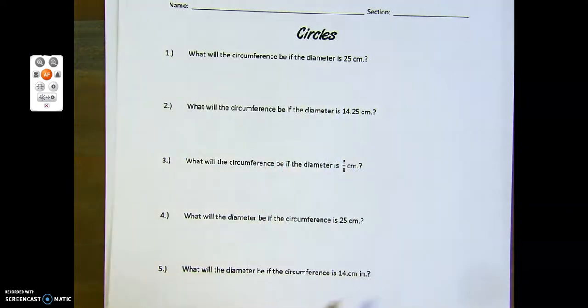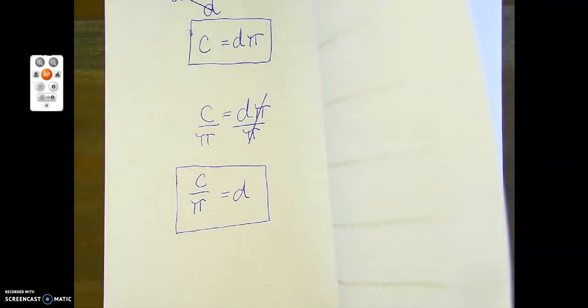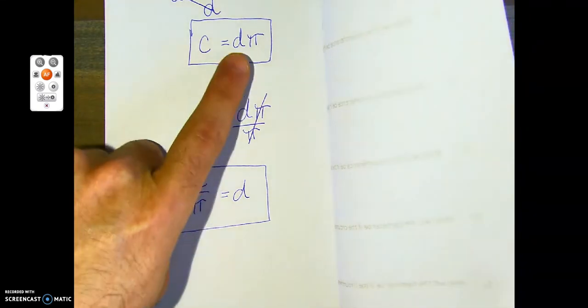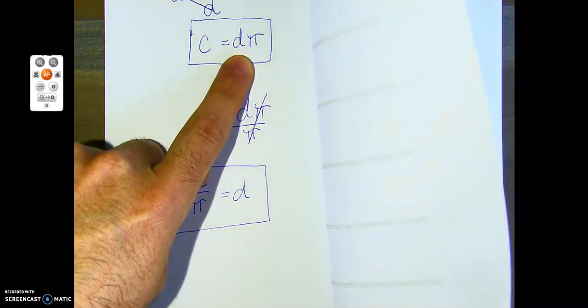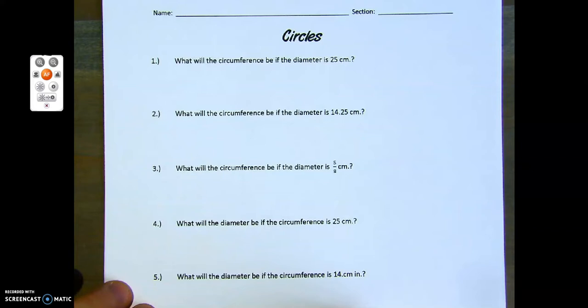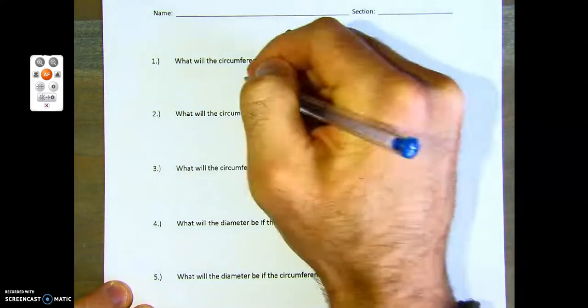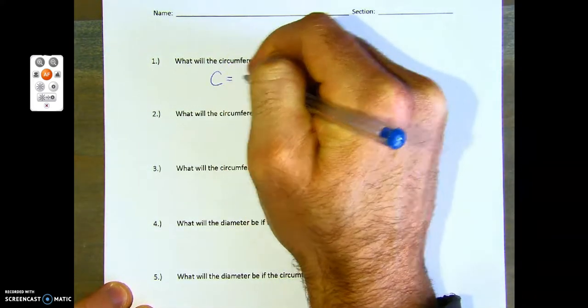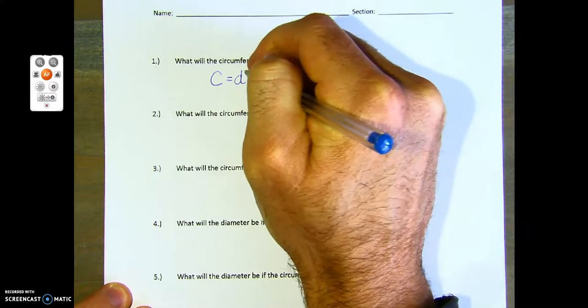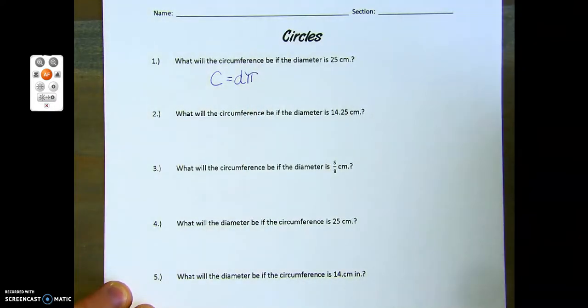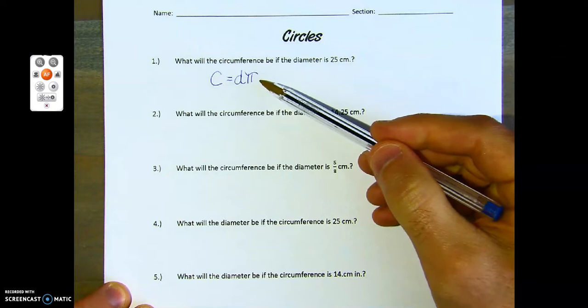Okay, the diameter is 25. So it might be useful to use this one right here. C equals d times pi. So if I go over here and I write down C equals d times pi, that is step number 1. That is writing the rule.